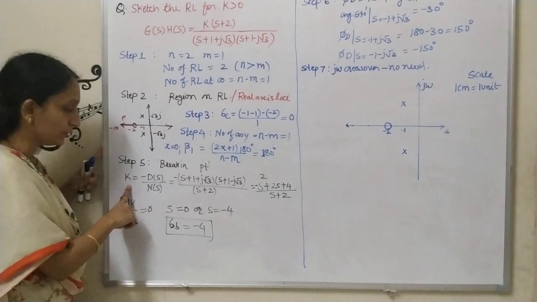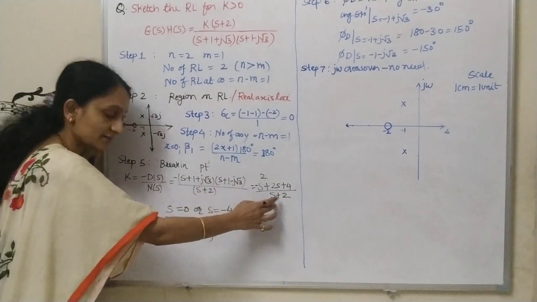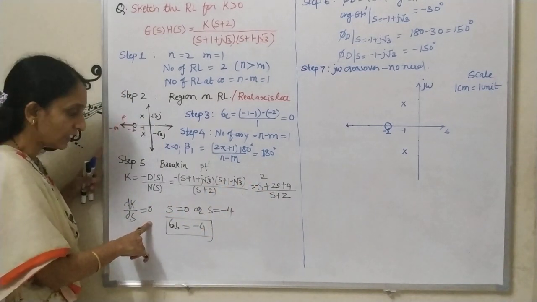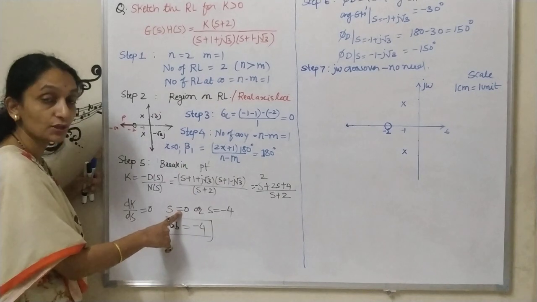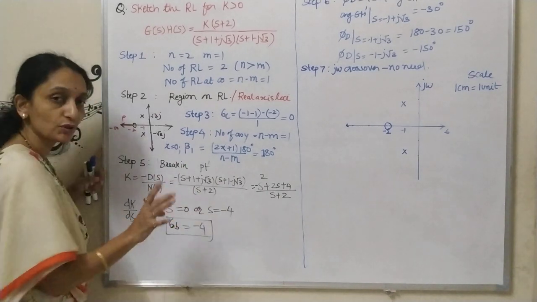So this is the formula, k is equal to minus D of s by N of s. I have substituted and got this. Then you know that we need to take dk by ds equal to 0. Here I have directly written the answer, but you need to calculate. So I got s equal to 0 and s equal to minus 4.